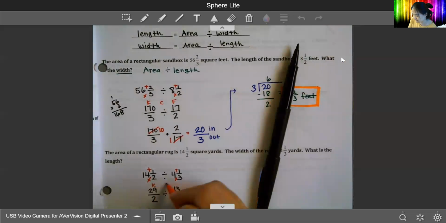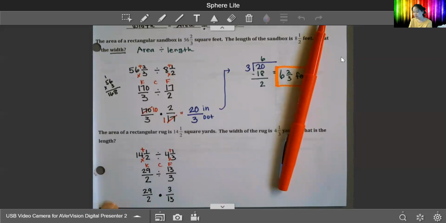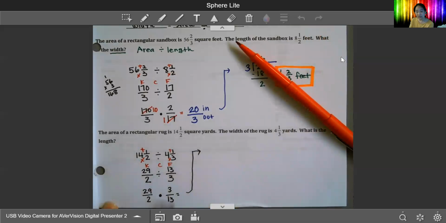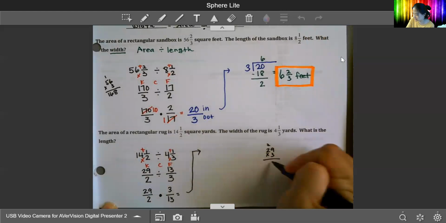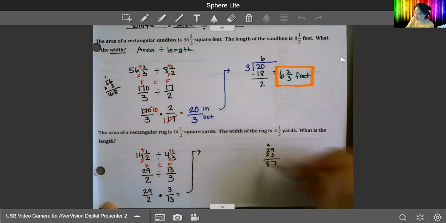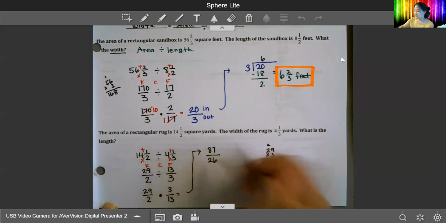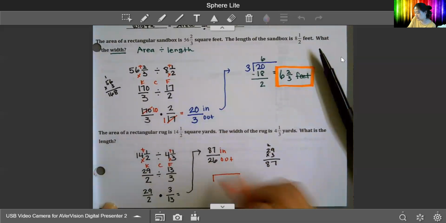I'm going to write KCF. So keep the first fraction, change to multiplication, flip the second fraction. Now, notice, there really isn't anything that you can cross-cancel, so just multiply across. So 29 times 3, 27, 6 plus 2 is 8, so 87 over 2 times 13 is 26. I'm going to do in and out. So 87 in, 26 out.